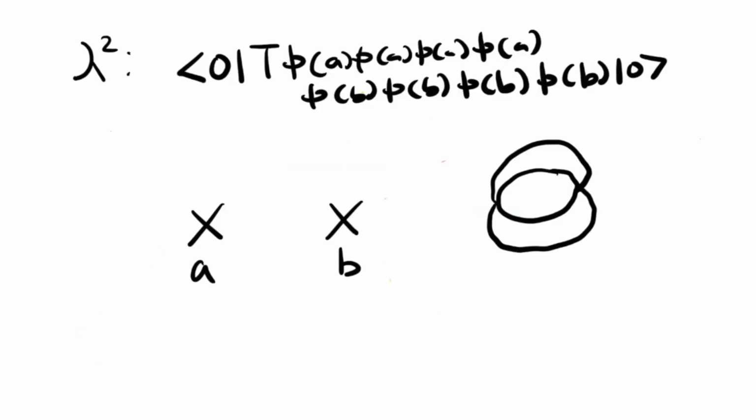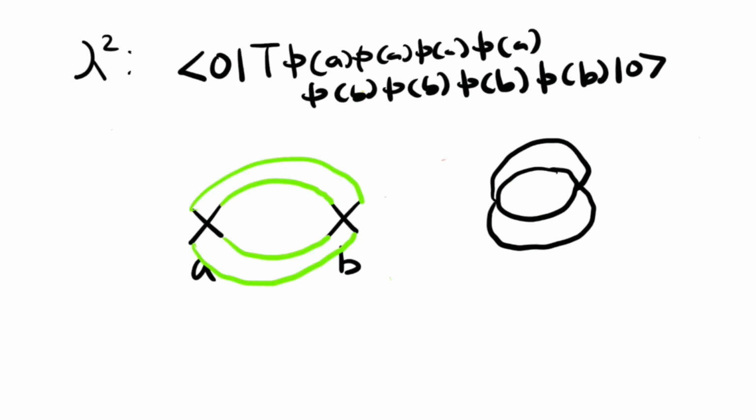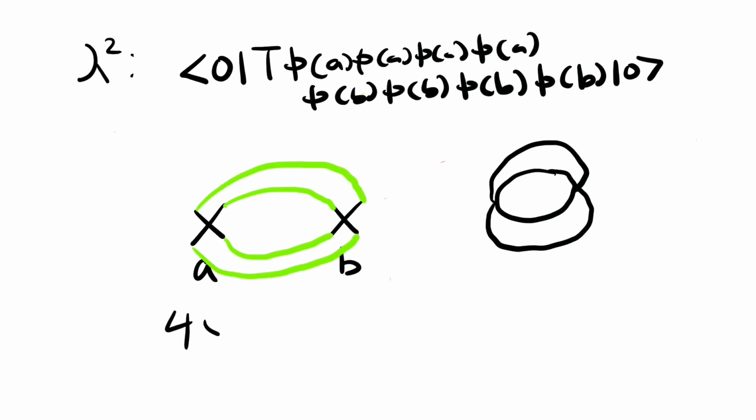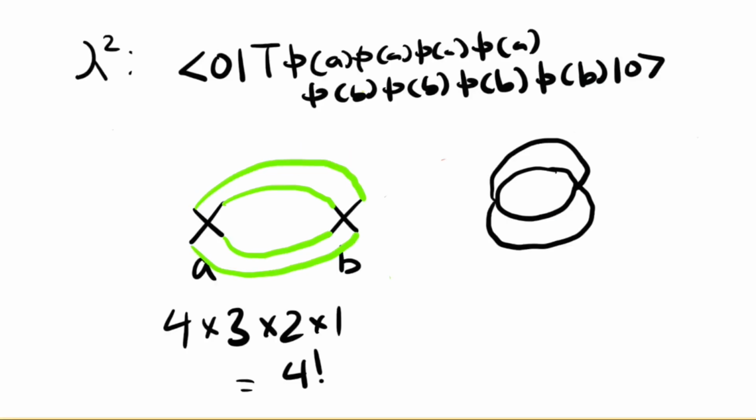Let's look at this bubble diagram. We can separate it into vertices again. Remember, each of these legs represent the same spacetime point, so we can write it out like this. We can see that there are 4 ways to contract this leg to the other legs here. Then there are 3 ways to contract this leg to the other legs, then 2 ways, then 1 way. So the combinatorics factor is 4 factorial.